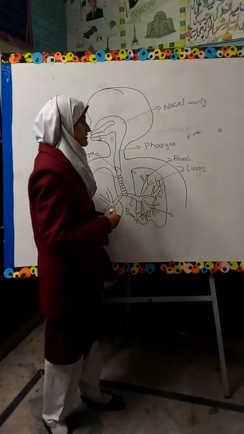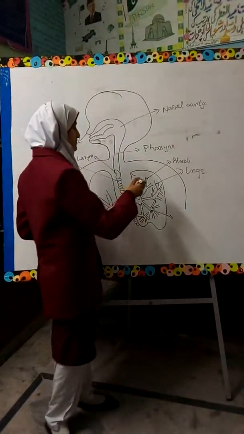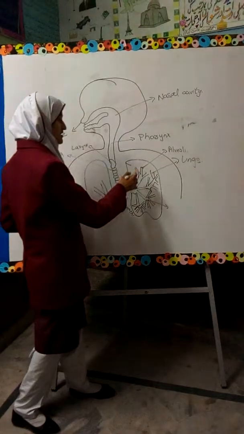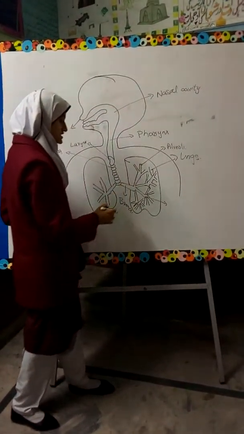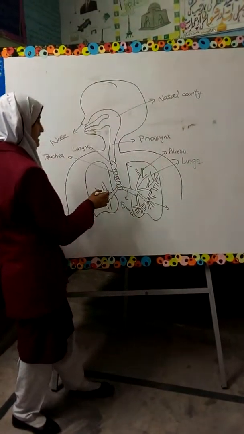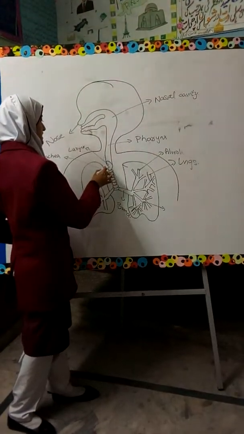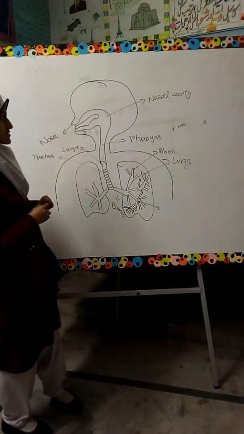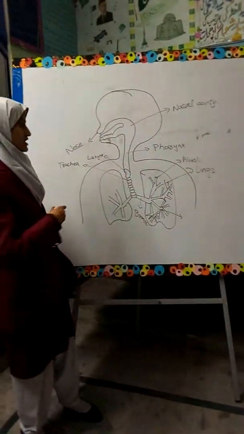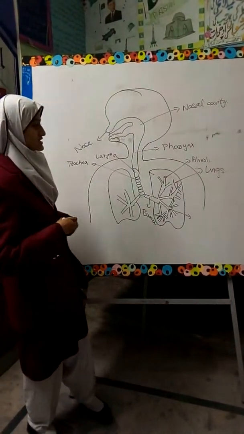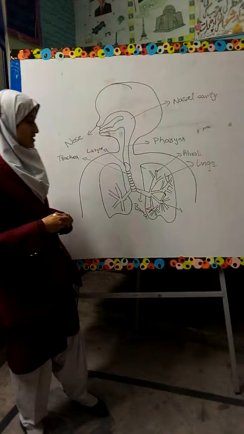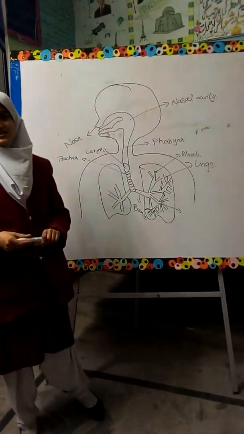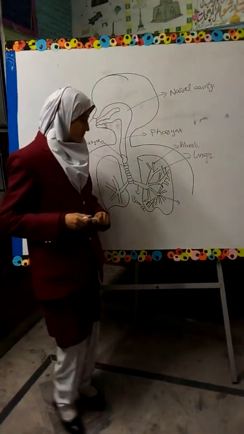And then the deoxygenated air from the blood capillaries enters our alveoli, and then from the alveoli it enters our bronchioles, and then into the bronchi, and then into the trachea, then larynx, then pharynx, and then the nasal cavity, and then from our nostrils it goes outside. And now I will tell you about some important general knowledge which is important to know.